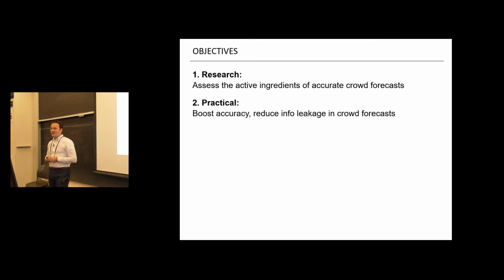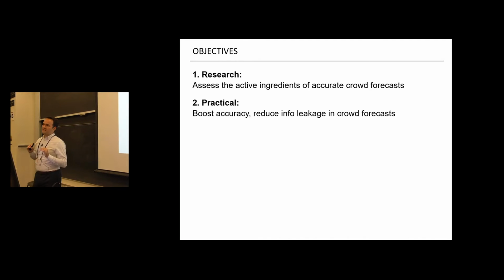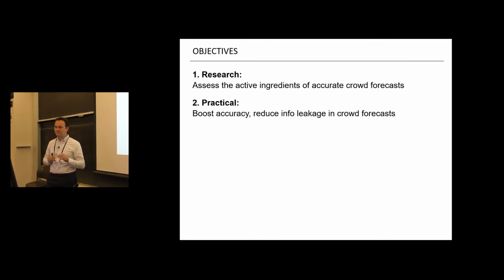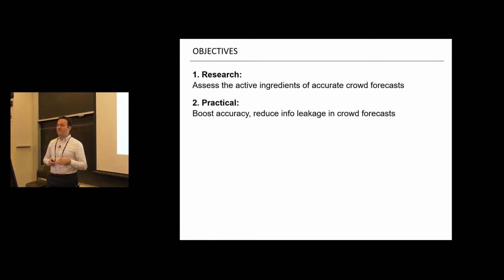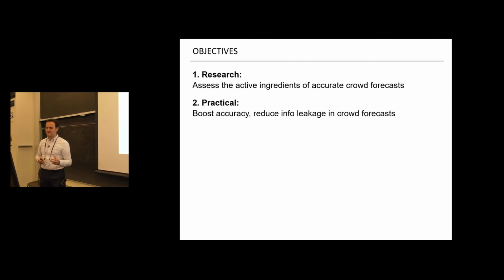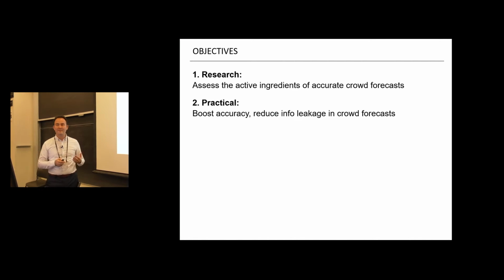So what we're looking for is crowdsourcing. Crowdsourced predictions, or more specifically, crowdsourcing probability forecasts. And what we want to do is assess the active ingredients of what makes crowd forecasts accurate. And practically, yes, we want to boost accuracy, but a secondary objective is to reduce information leakage in a crowd prediction. So what do we mean by that?